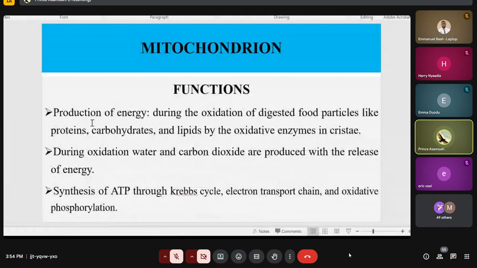So now let's look at the function of the mitochondria. It is responsible for the production of energy. That is what the mitochondrion does. All the energy is coming from the mitochondria. It takes glucose and turns it into energy.